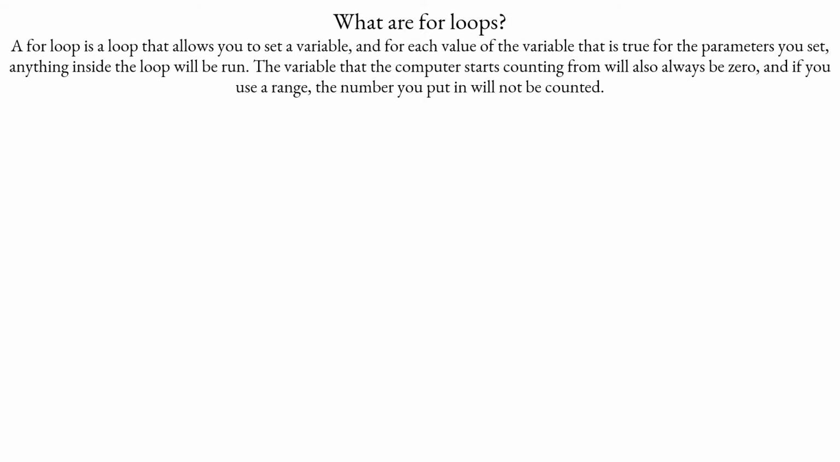What are for loops? A for loop is a loop that allows you to set a variable, and for each value of the variable that is true for the parameters you set, anything inside the loop will be run. Note that the variable the computer starts counting from will always be 0, and if you use a range, the number you put in will not be counted.